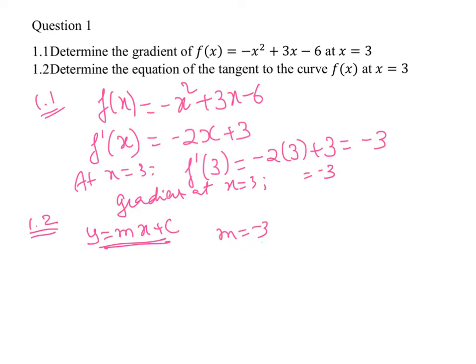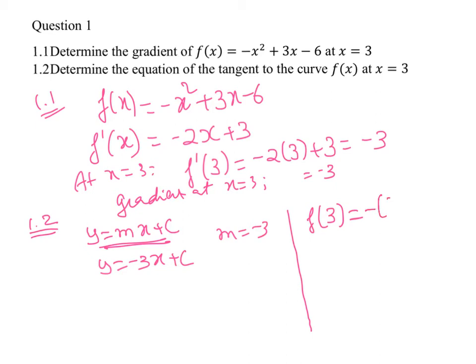So I got m. Now I need a point to find c. So I have the equation y is equal to negative 3x plus c, and I need to find a point. How do I find a point? I find the point of intersection of the tangent and the curve. It's a common point. So I substitute this 3 into the original function to find the y coordinate.